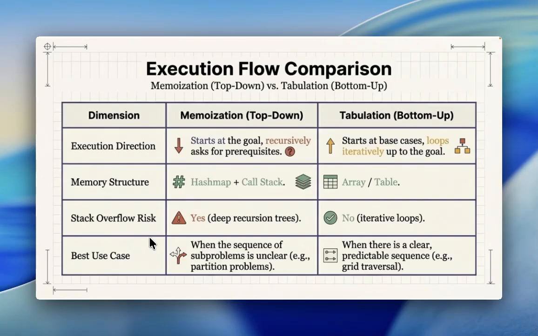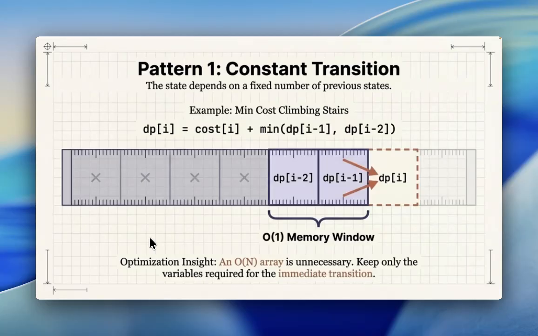The best use case: you use memoization when the sequence of subproblems is unclear, and you use tabulation when there is a clear, predictable sequence, for example grid traversal. For memoization, it's like a partition problem. Now, let's say there is one pattern, which is a constant transition. The state depends on a fixed number of previous states. Example, minimum cost of climbing stairs, which can be represented by dp[i] = cost[i] + min(dp[i-1], dp[i-2]). So it's a window of memory of two. An optimization inside it is that a 1D array is unnecessary. Keep only the variables required for the immediate transition.